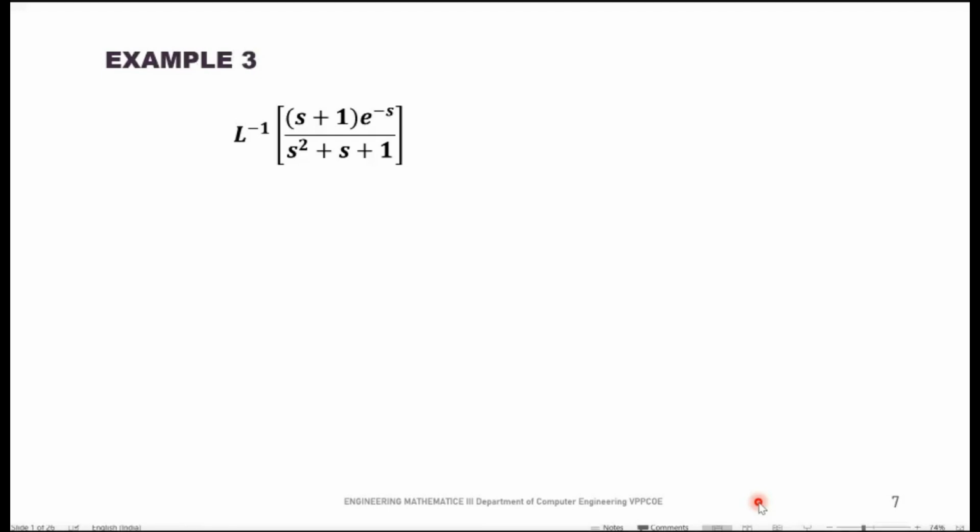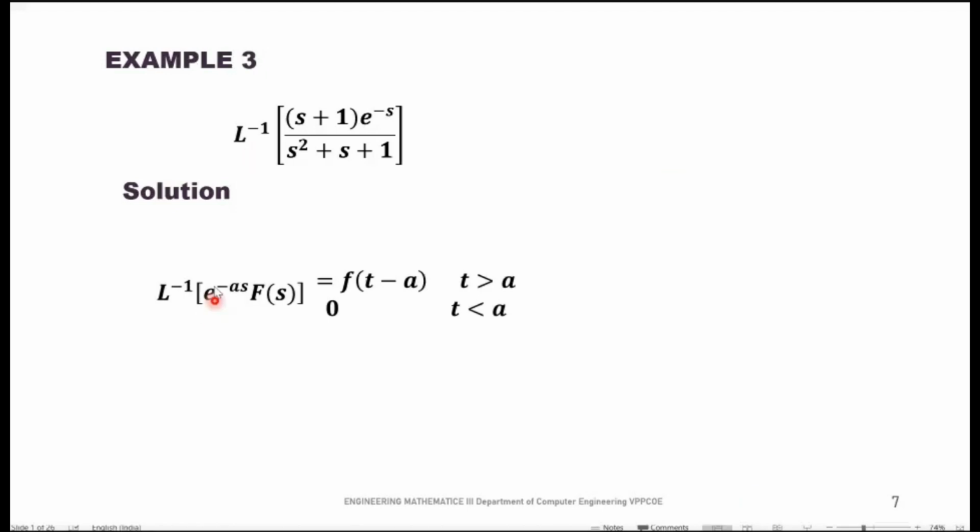Again, comparing the given problem with L inverse of e raised to minus as into f of s, so that a value is equal to 1. Comparing this given problem with the left hand side, L inverse of e raised to minus as into f of s: a is replaced by 1, and f of s is replaced by (s plus 1) upon (s square plus s plus 1). So a is equal to 1, f of s is equal to this.